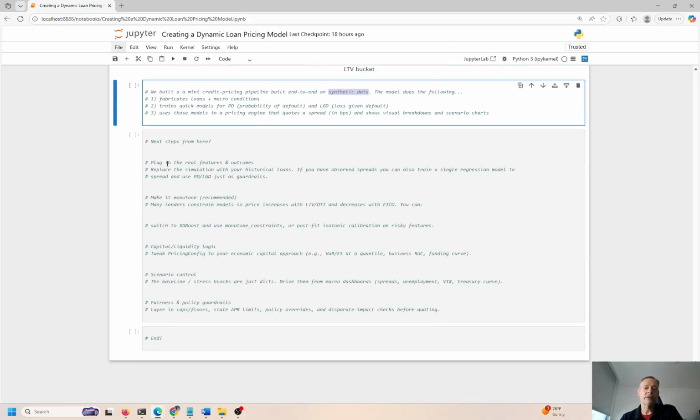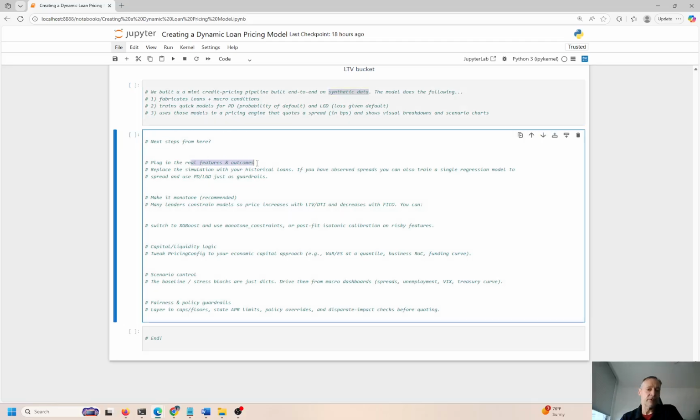So where can we go from here? Plug in real features and outcomes, right? So again, I said this a couple times, I don't have your data, you have your data. You could upload the data and feed that into the model pretty easily, right out of the box. That should work for you just fine. And then that will give you your specific PDs and LGDs.